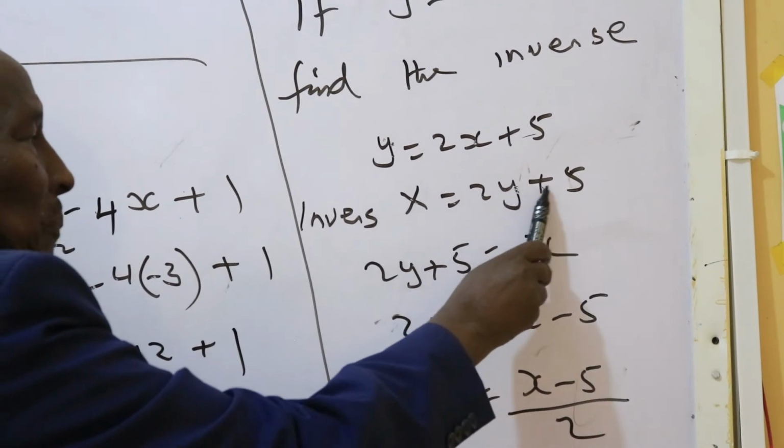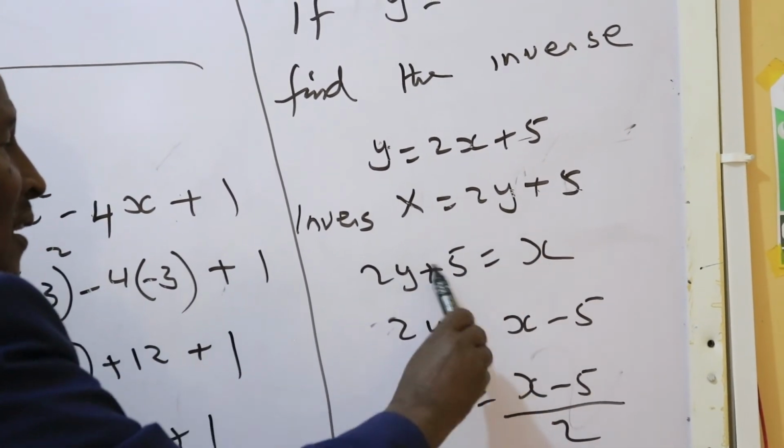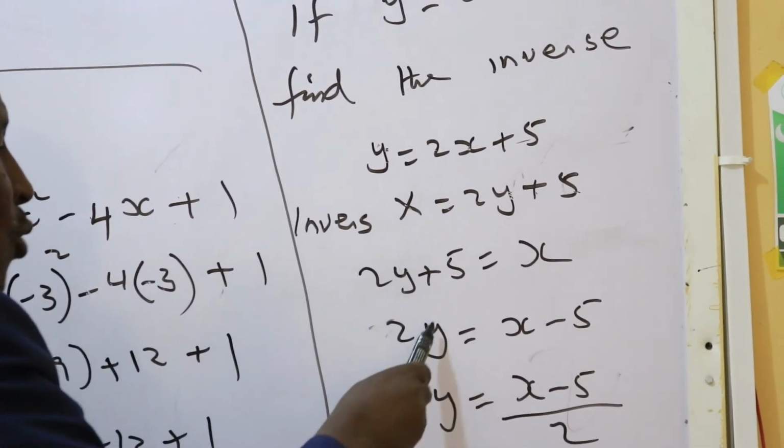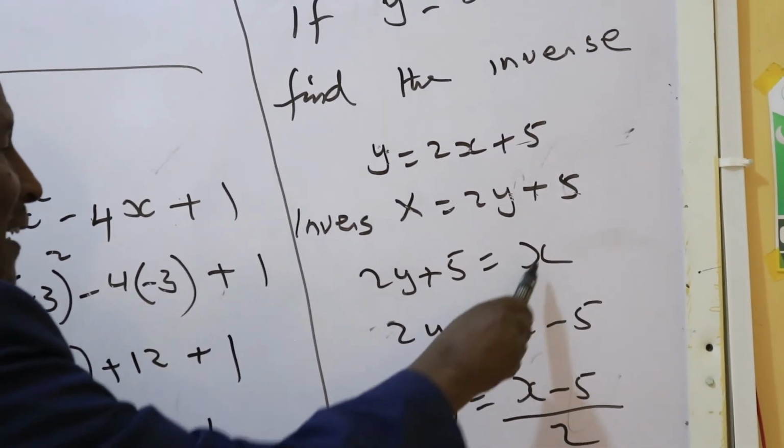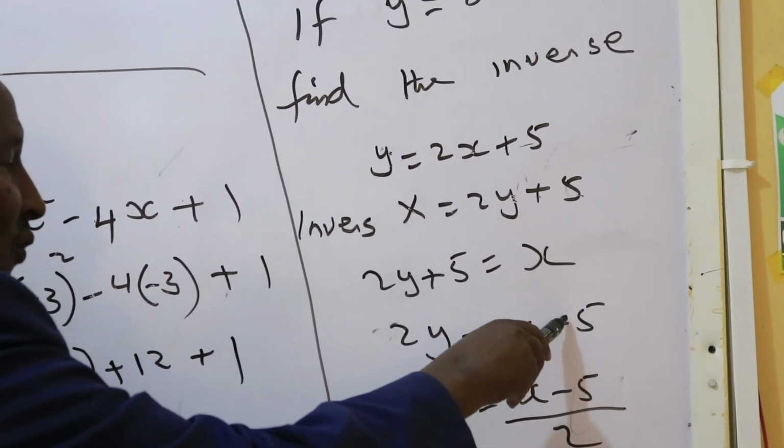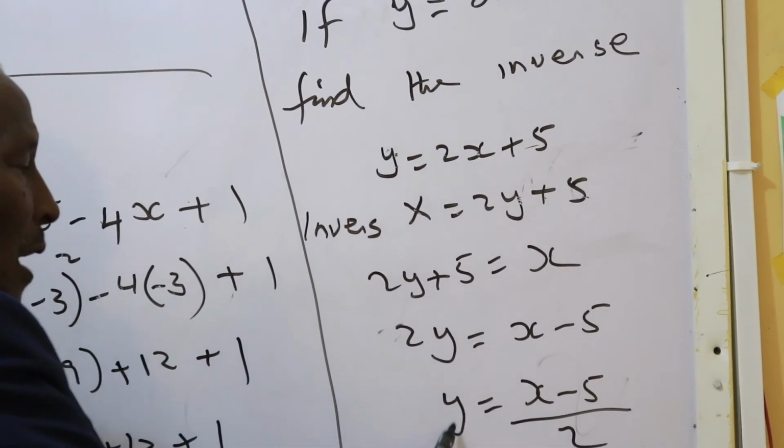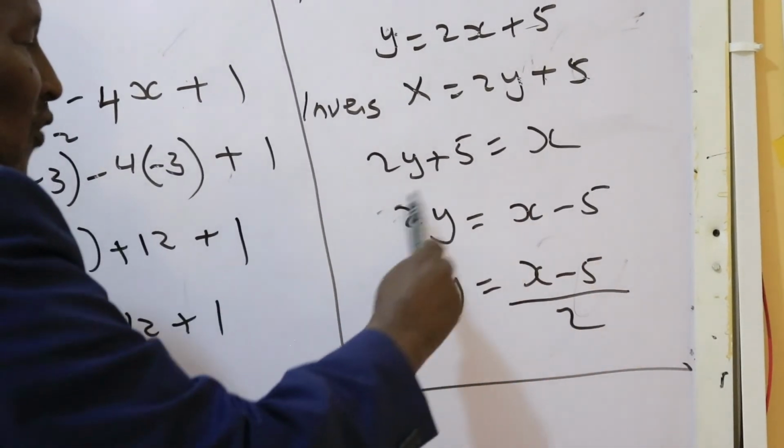That means 2y plus 5 equals x. 2y equals x minus 5, and y equals x minus 5 divided by 2.